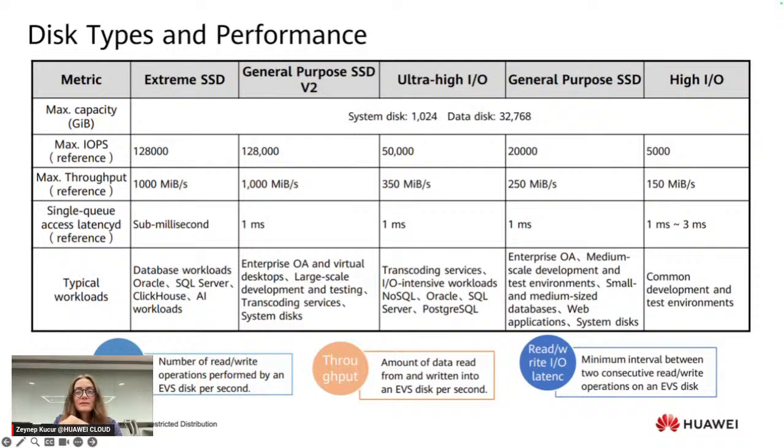There are different EVS disk types for different performance needs. Those are extreme SSD, general purpose SSD, ultra high I/O, general purpose SSD, and high I/O.